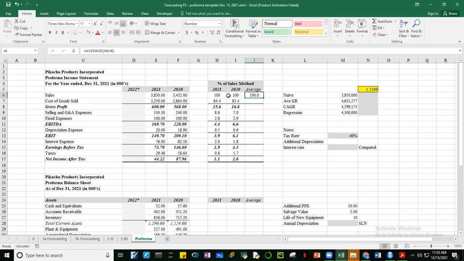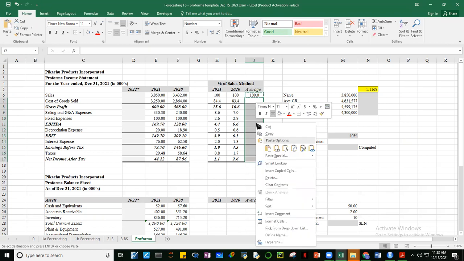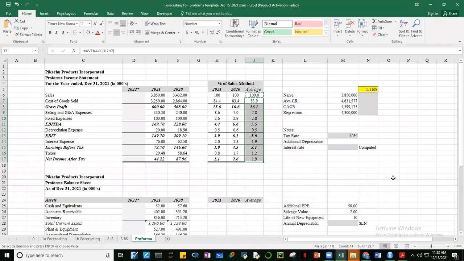Okay? Enter. So this is also 100, average siya. And then again, we're going to copy this formula, Control C, then highlight below, and then just the formula. That's the formula, guys. There, para ma-preserve pa rin yung format.